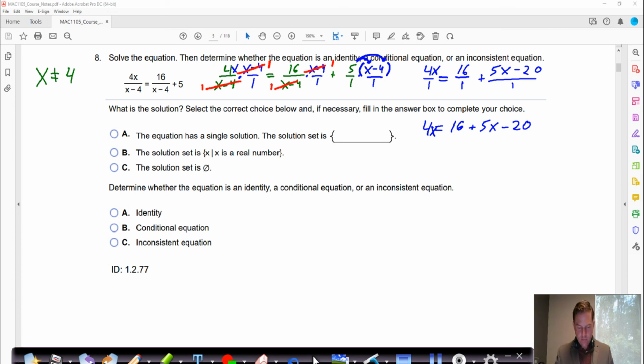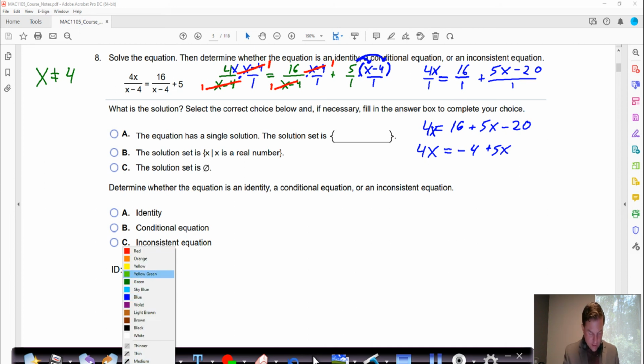Real careful there. Okay, so I forgot this x, so this x would be here. 4x times 1 is 4x. 1 times 1 is 1. I think that's all I need to do is add that back in. Okay, so now we can have 4x equals 16 take away 20 is minus 4 plus 5x.